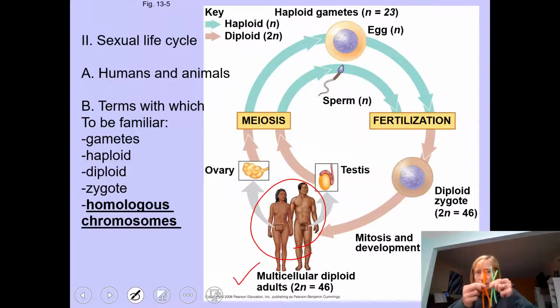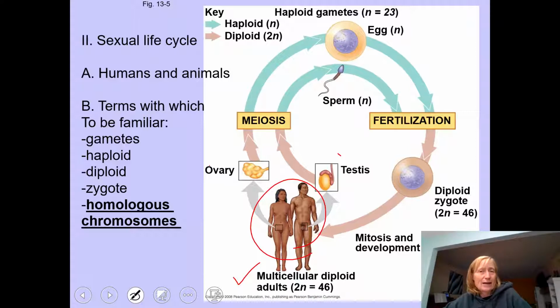We have two sets of chromosomes, one set from mom, one set from dad. And during sexual reproduction, in the ovaries and in the testis, meiosis happens. Cells go through meiosis to make gametes, to make eggs and to make sperm. And during meiosis, this diploid number gets cut in half so that each gamete has just one set of chromosomes. Only 23 chromosomes in humans.